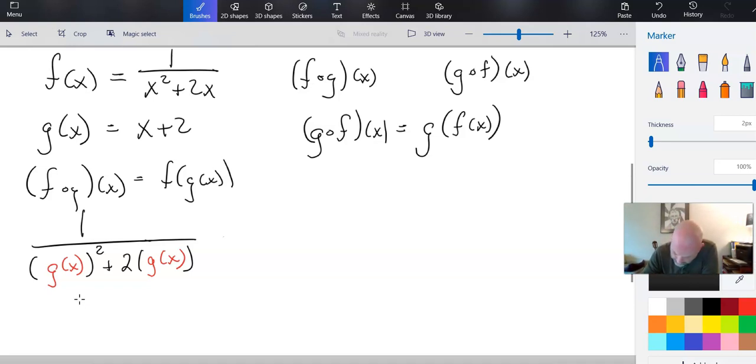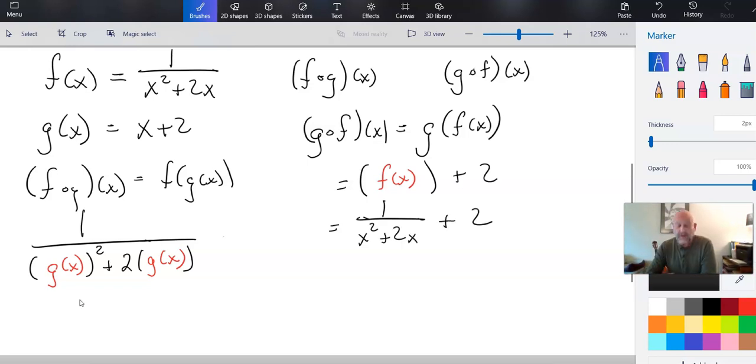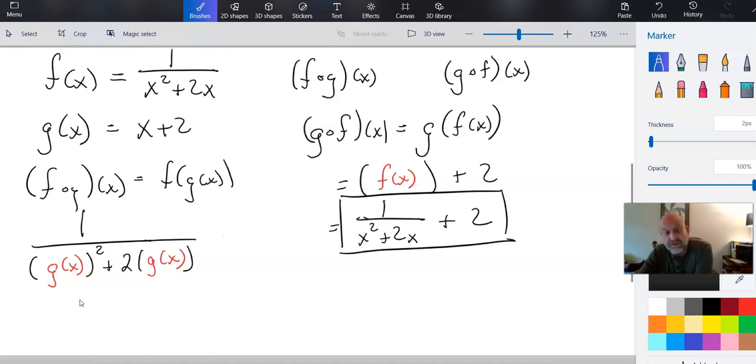G takes its input and adds 2 to it. Well, in this case, the input is F, so we'll put F in here. And F is this fraction, x squared plus 2x, and it's plus 2. Now, in many cases, this is perfectly fine. There's nothing wrong with this answer the way it's written. This is very commonly given as an answer.